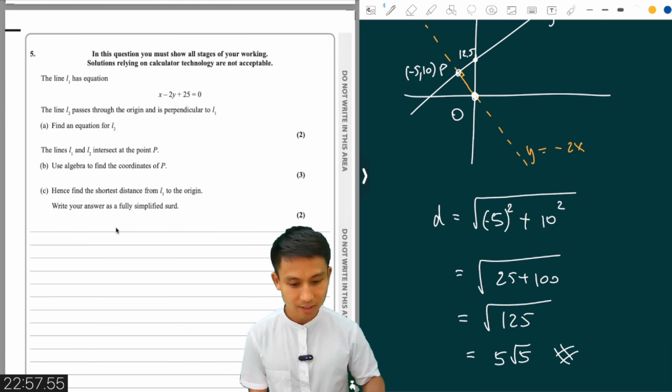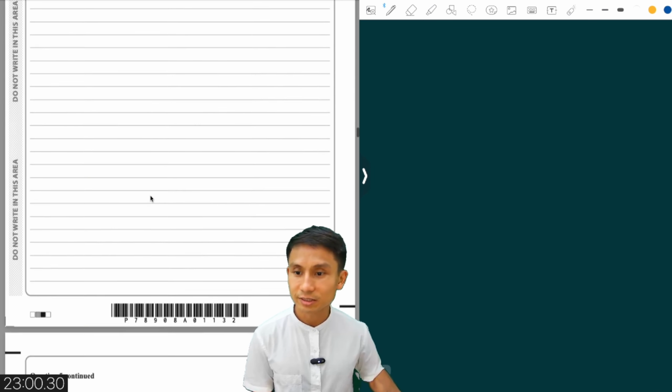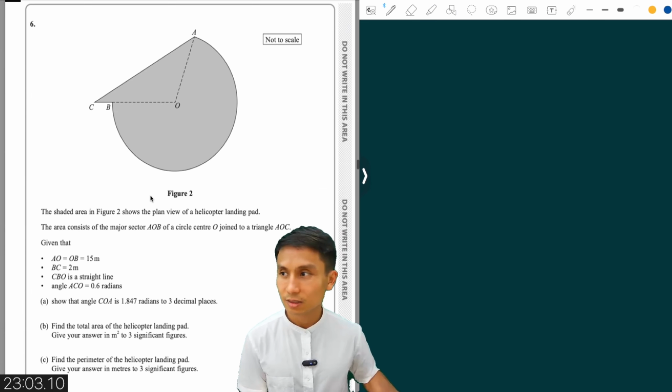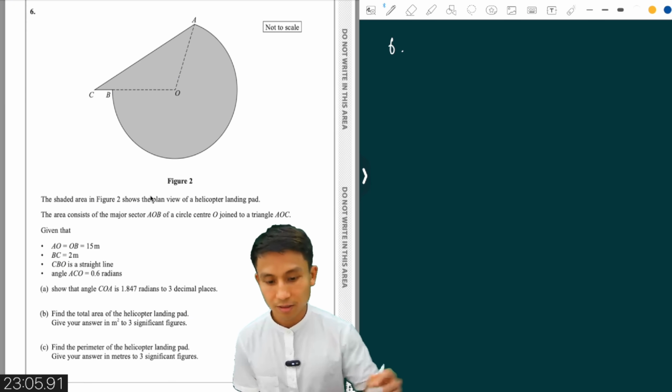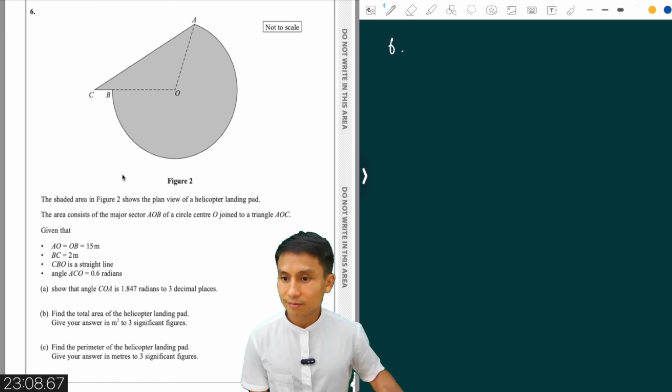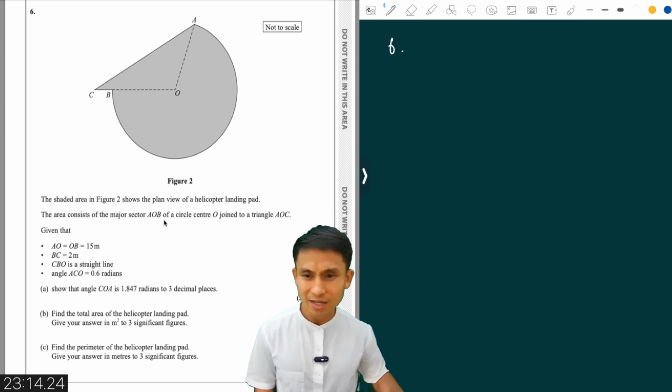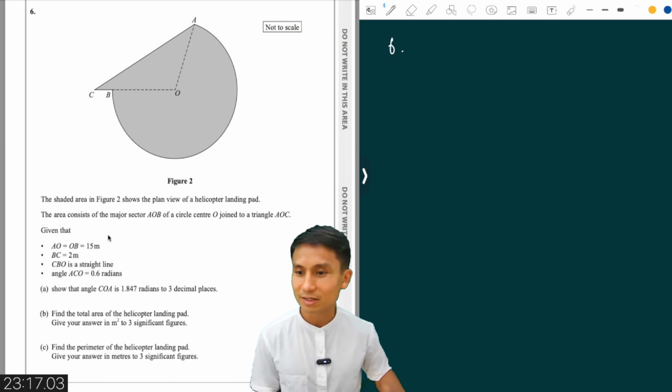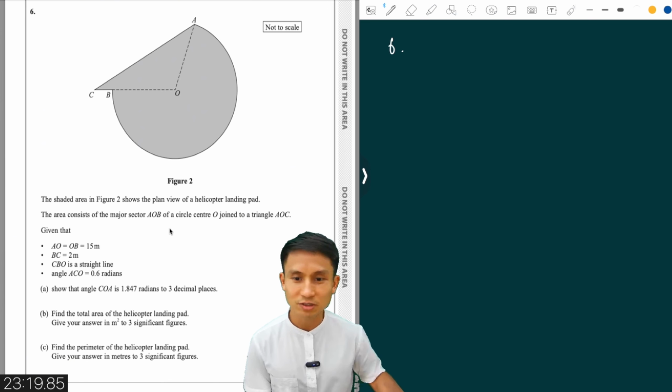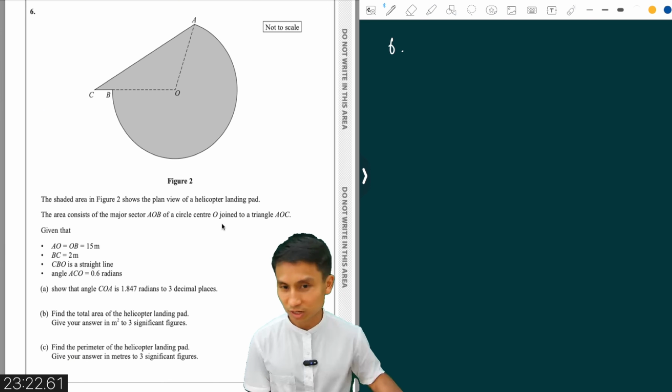Okay, so I'm happy with that. Next one, number 6. We have the shaded area in figure 2 showing the plan view of a helicopter landing pad. The area consists of the major sector AOB of a circle with center O, joined to a triangle AOC. Given that AO equals OB, so that's just part of the sector there, and BC equals 2.